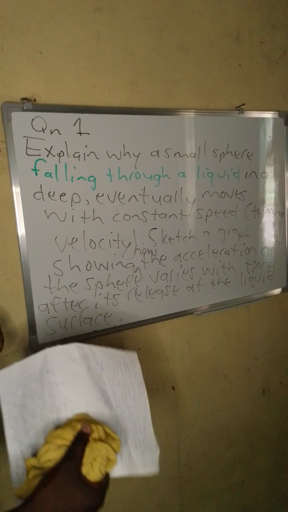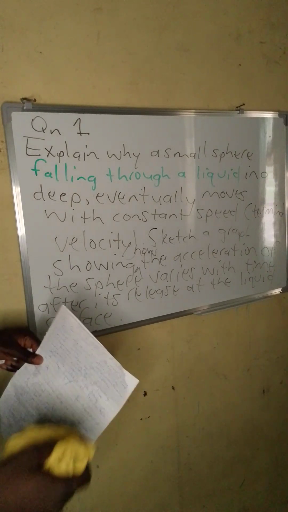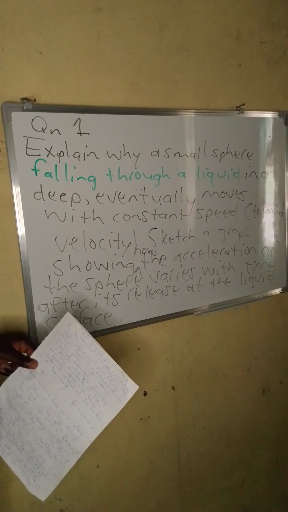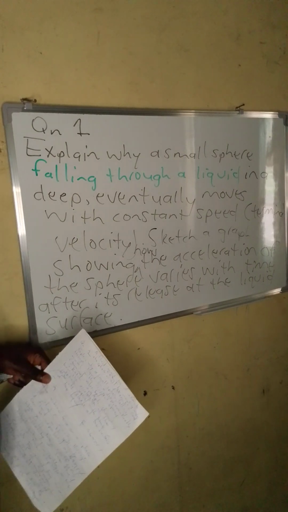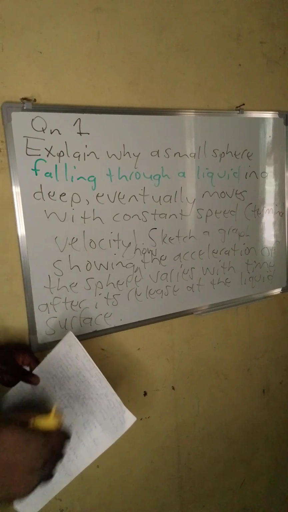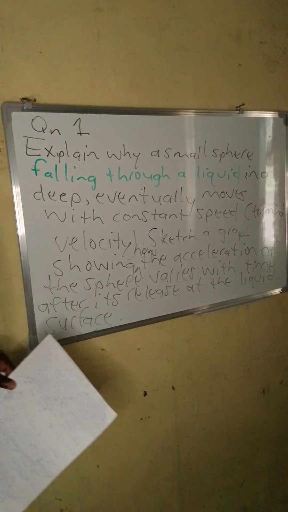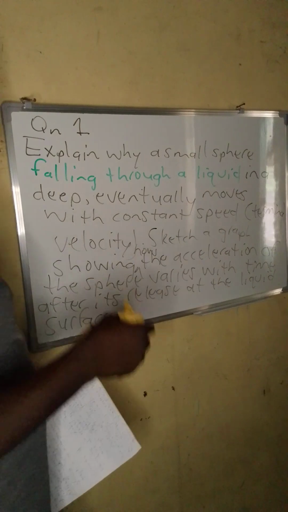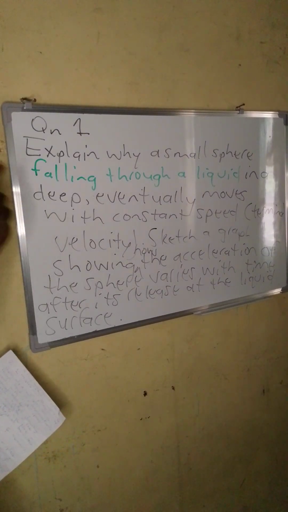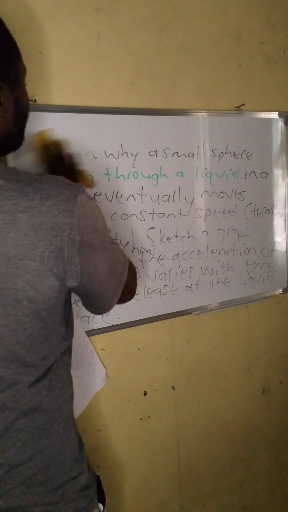So I want to respond to this question. First, I want to explain how it finally reaches constant speed. Then secondly, I want to show how the acceleration varies with time after its release at the liquid surface, and also how it finally reaches constant velocity. So, solution.